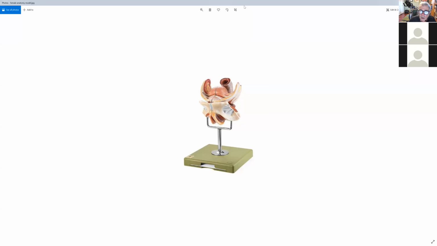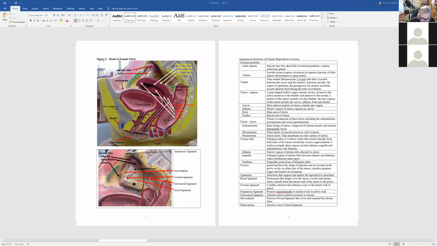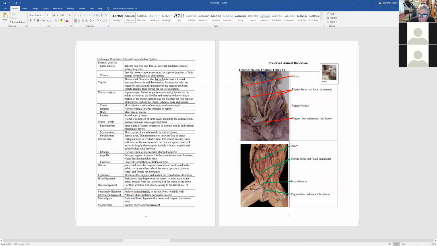Yes. All right, let me stop sharing that, and then go back to the lab document. Right there. Okay. And there's the cat. Let me make sure nobody's waiting.